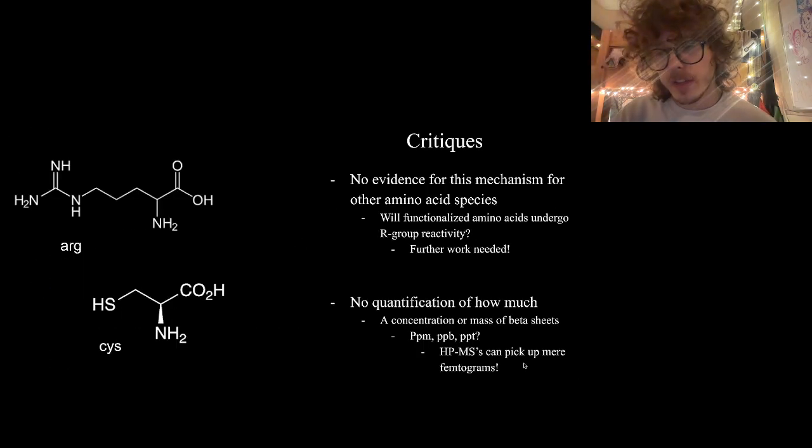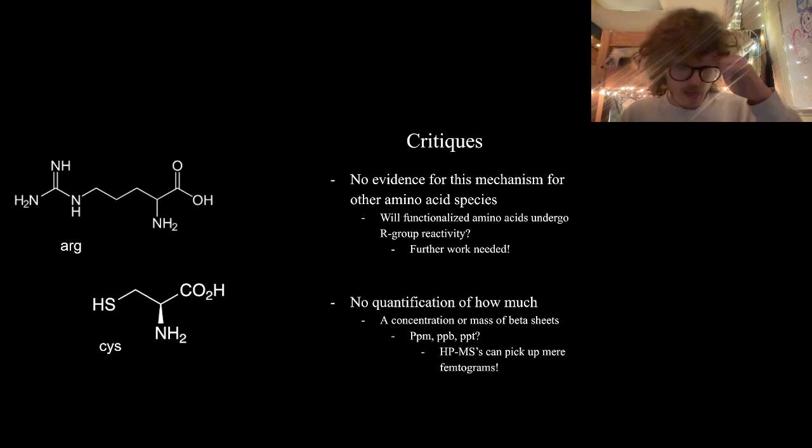So hopefully that kind of makes sense. Specifically, they used high precision mass spec, and that can pick up mere femtograms of samples. So I just want to know how much. To be honest, they would have needed to add like a whole other method, a whole other section of their report. It would have just taken too long, and I'm sure that it just wasn't viable with the research funding they have.